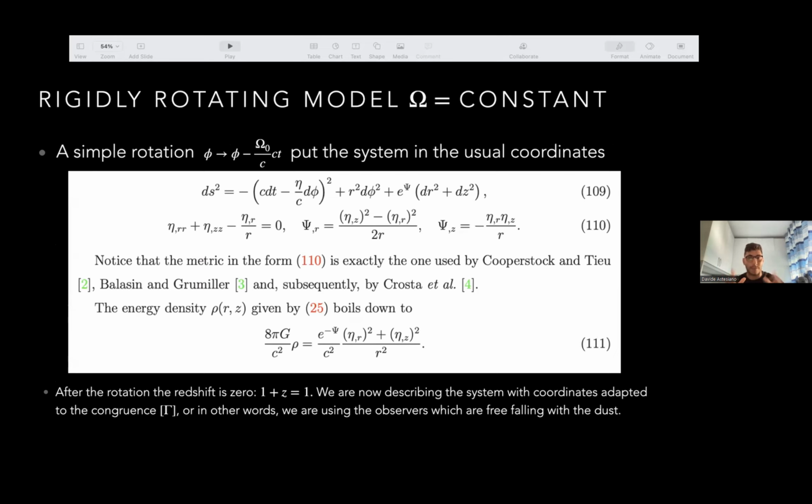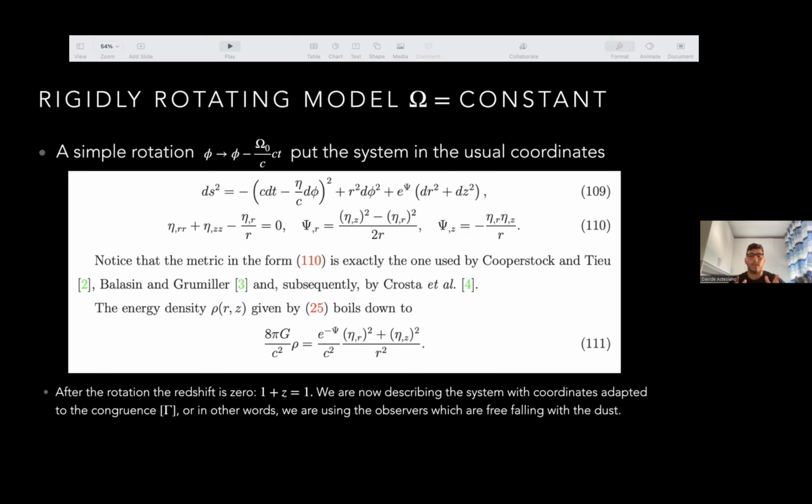After the rotation, what happened is very nice, because, as I show in the article, okay, I'm going to talk about the references later, now the redshift is 0. What does it mean? You measure the redshift because you're far away and you have this rigidly rotating system. Now you've changed coordinates, you're free falling with dust, and you're not measuring redshift now. Because now you're describing the system totally at rest with respect to dust. And you get this metric for all the possible models.